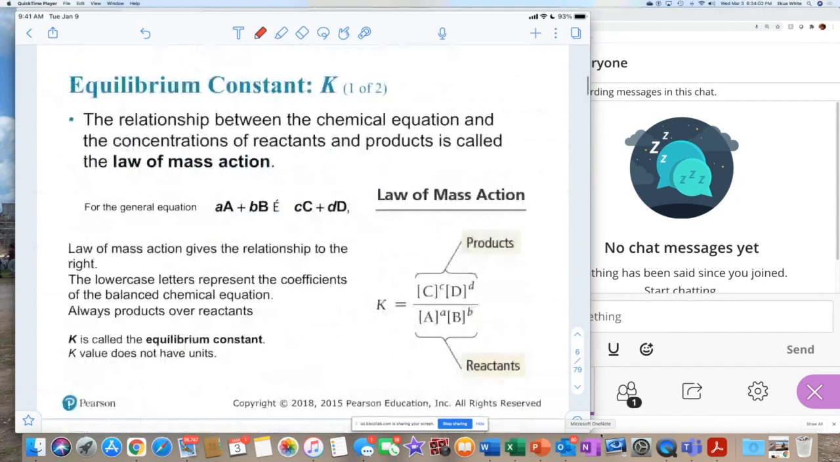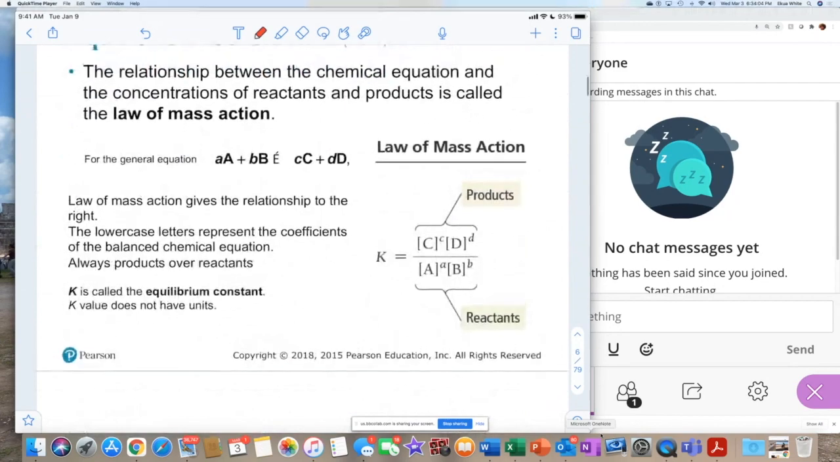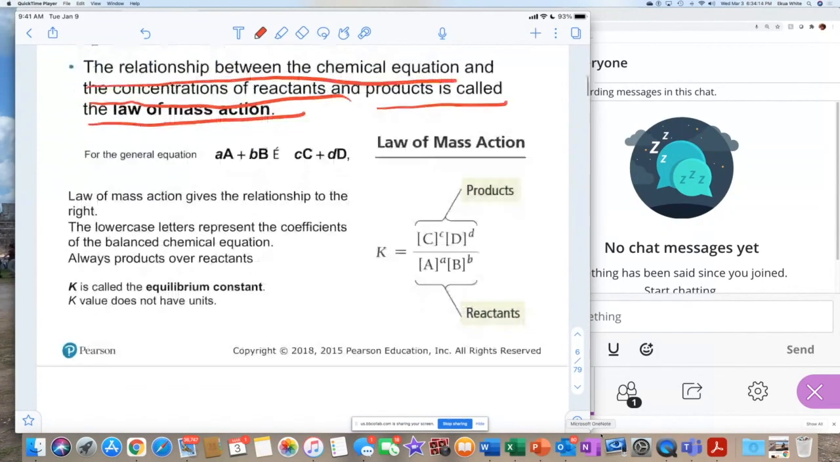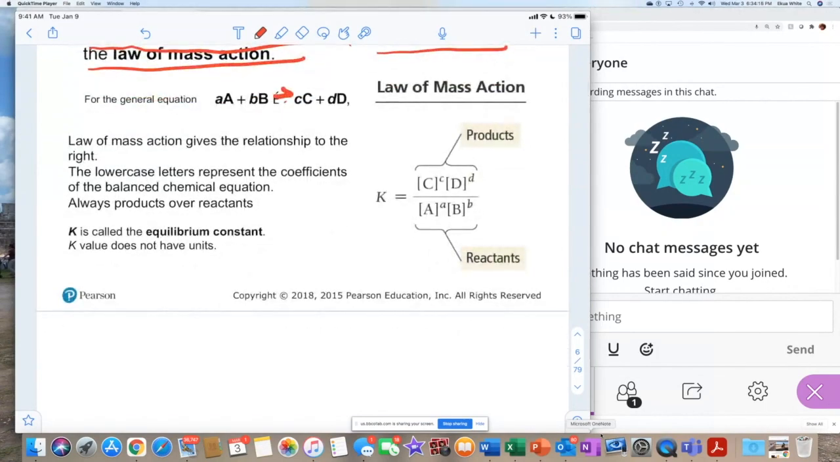Okay. Now, I want to talk about the law of mass action. The law of mass action is a relationship between the chemical equation and the concentration of reactants and products. So I want to use this equation right here, which is supposed to be written like this. Somehow there was a formatting issue when they were making these slides accessible, and so you're going to be seeing a lot of those weird symbols where they mean to say equilibrium arrows.